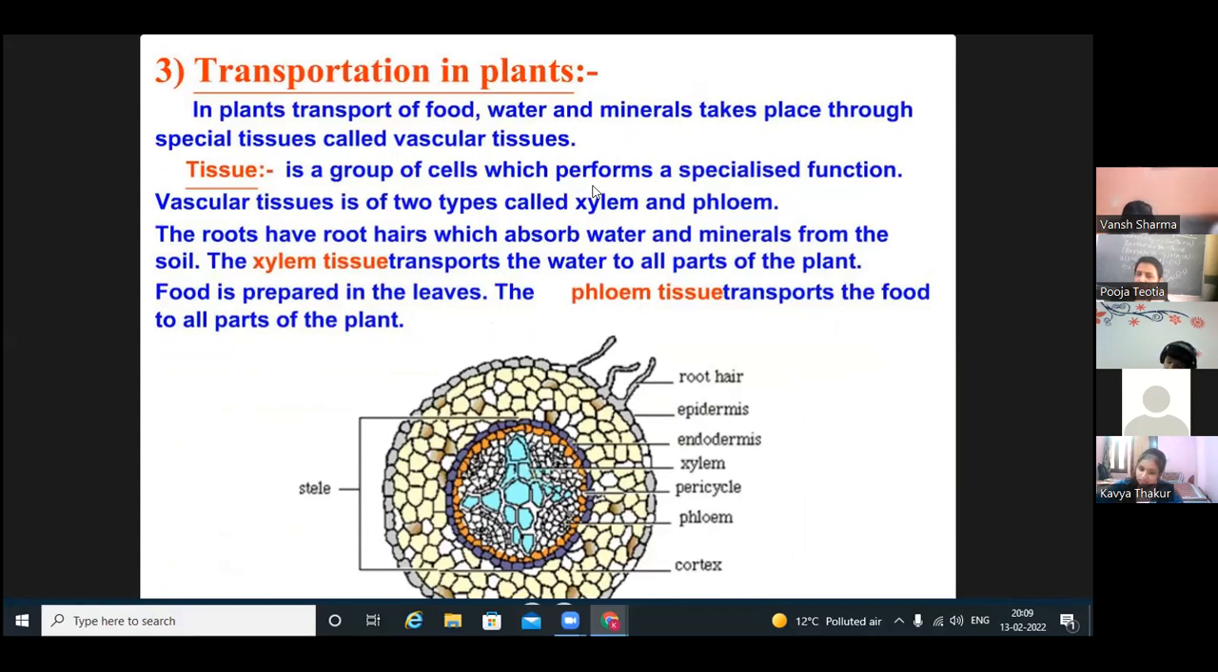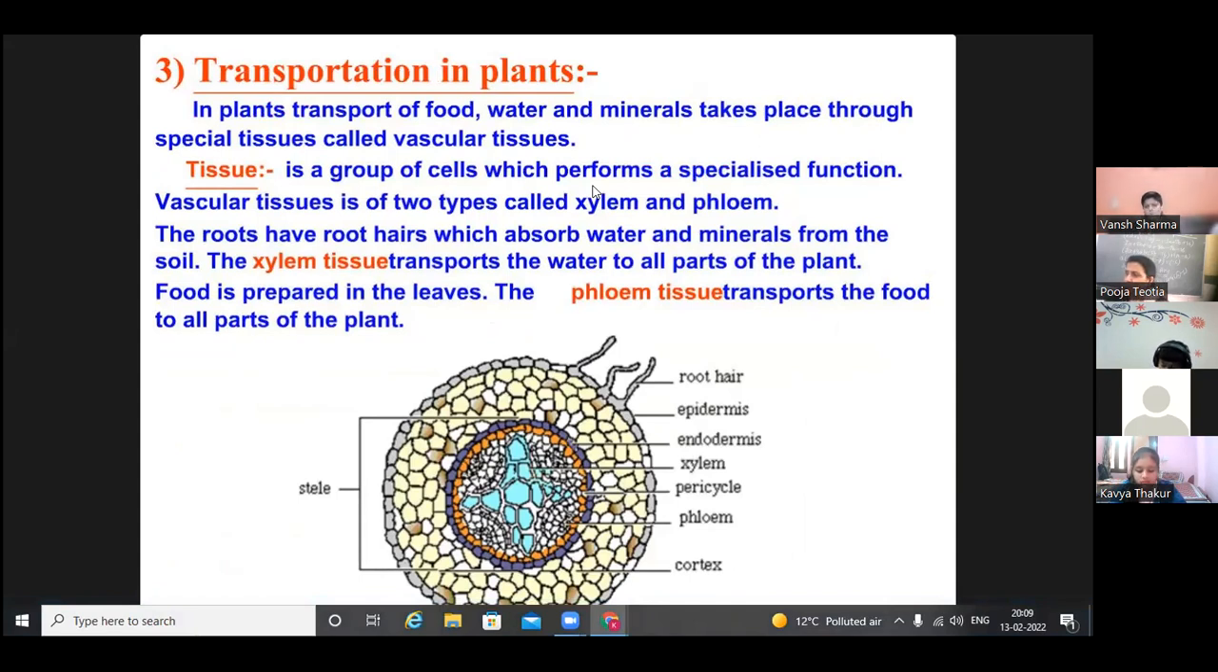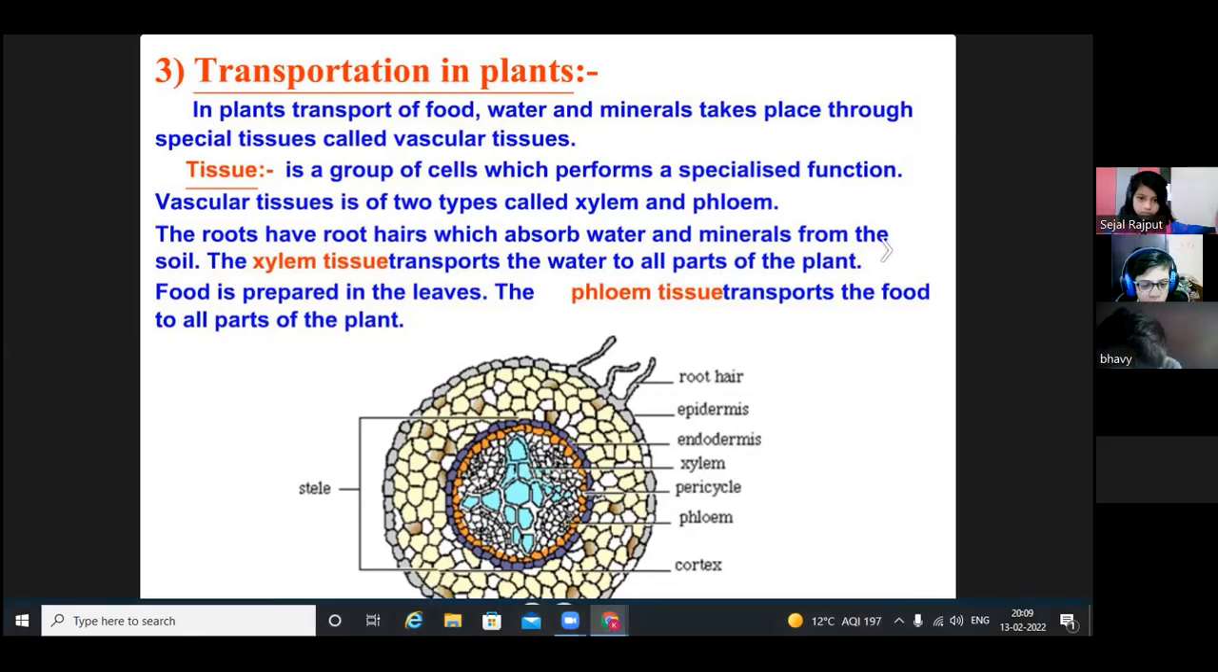Okay. Next comes transportation in plants. Children, a transportation system takes place in plants also. You know, plants prepare food. They absorb water and minerals. So which system is responsible for it? There is a vascular system which is responsible for it.